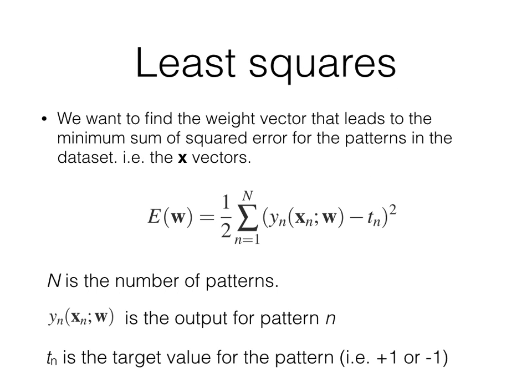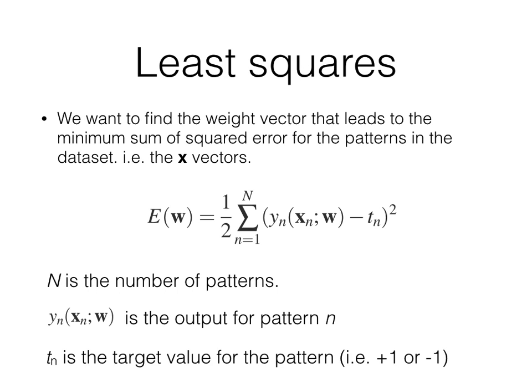The method of least squares looks like this. We want to find the weight vector that leads to the minimum sum of squared error for the patterns in the data set. So let's pull apart this equation. E is the error. So the error for the weight vector, because the only thing that can change in what we're doing is the weight vector. The x's are all defined. So we're going to have an error on the weight vector, and let's ignore that first part.